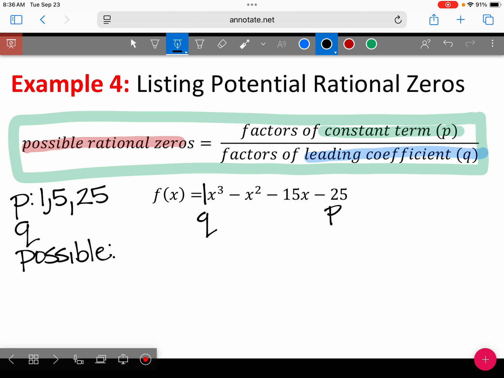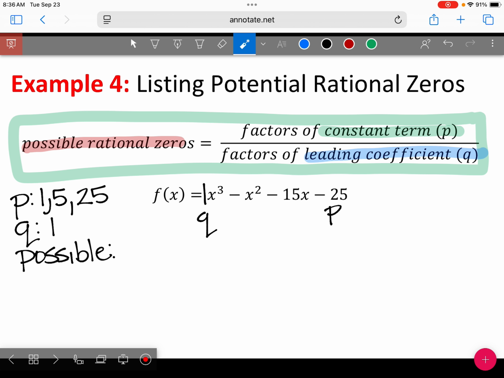Q only has 1 factor, which is 1. So I have to take these 3 numbers and divide them by Q. So I only have 3 possible. Well, not 3, I have 6. All right, so every single term could be positive or negative.